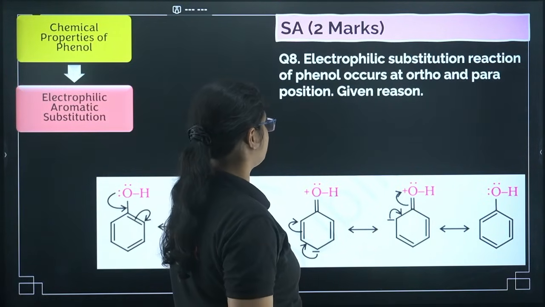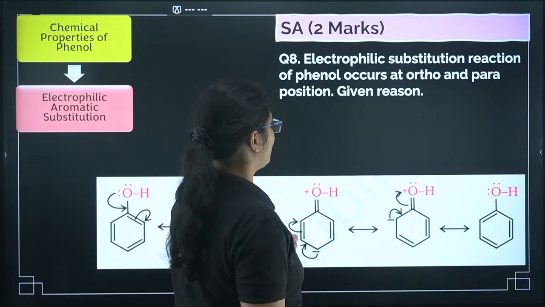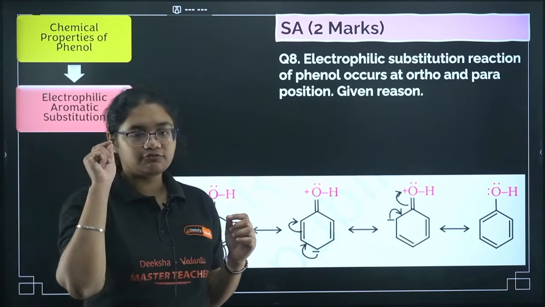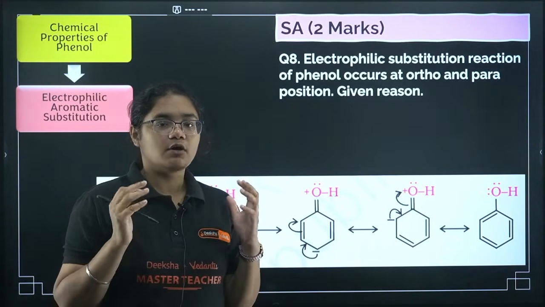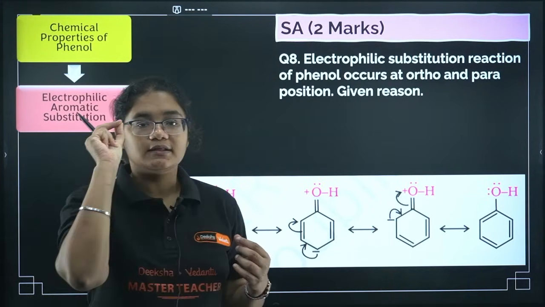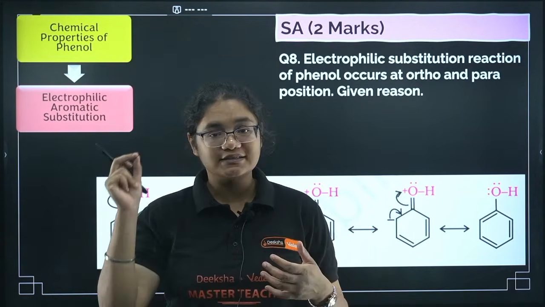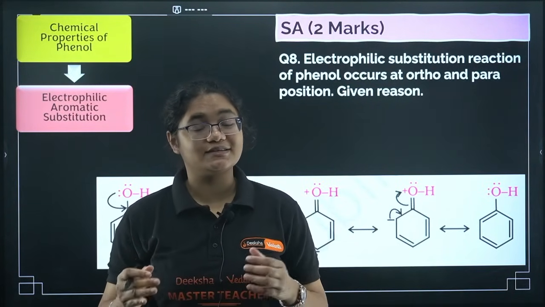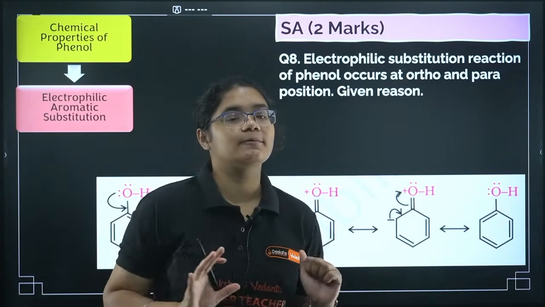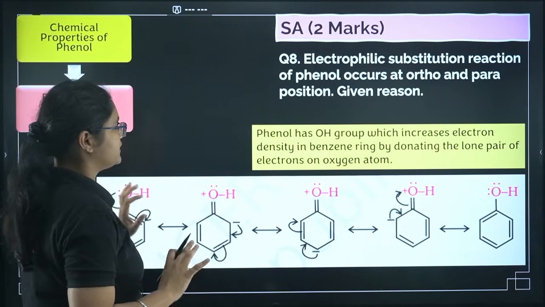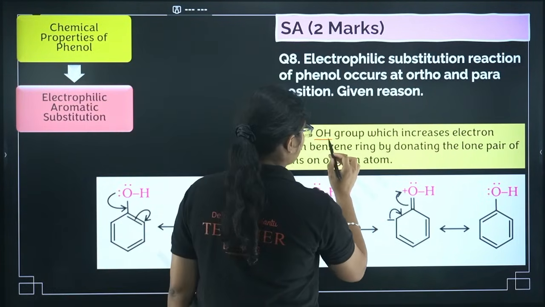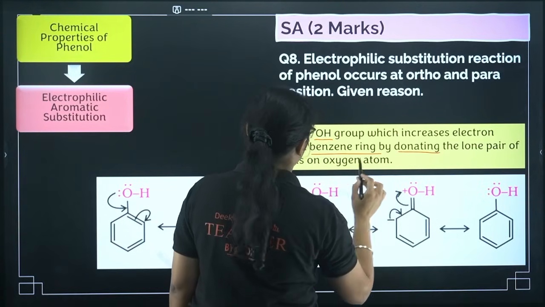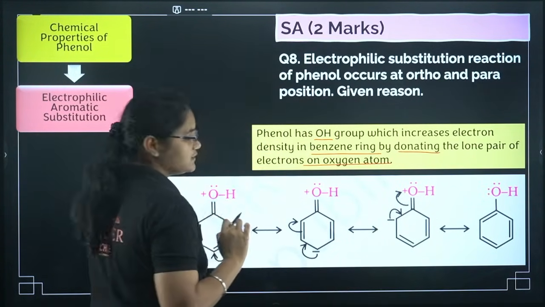Electrophilic substitution reactions of phenols occur at ortho and para positions respectively. Give reason. So, if you draw the resonating structures of phenol, you can see that the electron density increases at ortho and para positions only. So, that is why the incoming electrophile is directed to ortho and para positions. We will see that from the resonating structure. Phenol has an OH group which increases the electron density in the benzene ring by donating the lone pair of electrons on the oxygen atom.